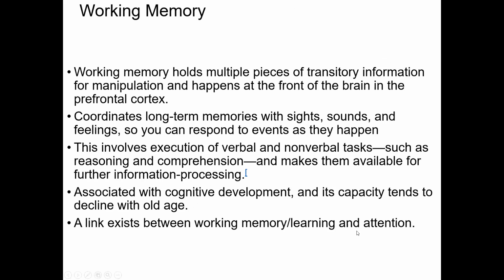So now, working memory. That's what we use all the time. Working memory is information that happens in the front of the brain, in the prefrontal cortex, as we're going through life on a daily basis. Sights, sounds, feelings, tied to what's happening right now with our long-term memories, so that we know how to respond to what's going on in front of us. So we have the appropriate behavior. We have comprehension. We have reasoning.